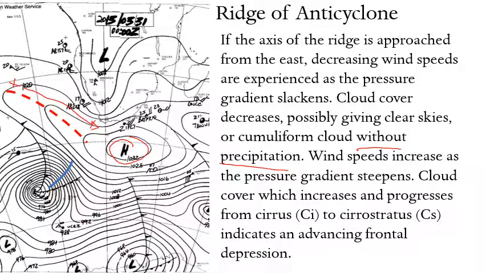The wind speed increases as the pressure gradient steepens, or ibig sabihin, pagpapunta ka naman sa center or you are approaching the trough of the low pressure area, lalakas yung wind mo. Yun ang mga indication na papunta ka sa low pressure area. And then cloud cover will increase with the progress from cirrus clouds to cirrostratus with an advancing frontal depression. So, magkakaroon ng frontal depression. So, dito, developing na dito yung ating frontal depression or what we have remembered from our last lecture ay yung tinatawag nating frontogenesis.